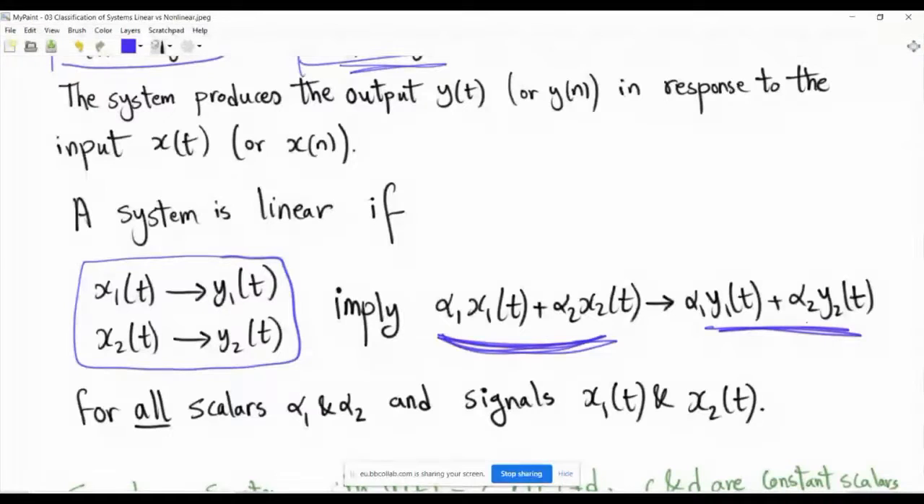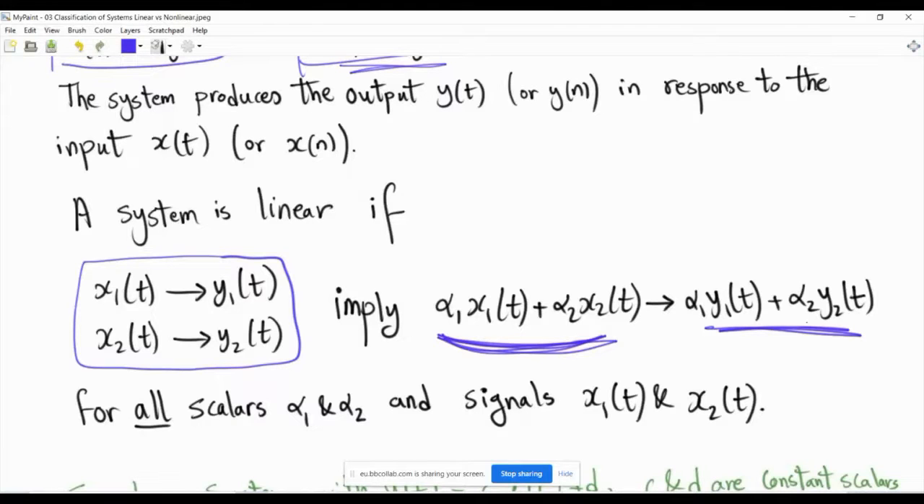So this is basically linearity. Again, linearity is not that there exists some input x1 and some input x2 such that if you give the system a linear combination, it will give you a linear combination of the respective outputs. This should be true for all linear combinations and for all possible input signals x1 and x2. If you can find any violation of this definition, then the system will be nonlinear. So this is the linear system.